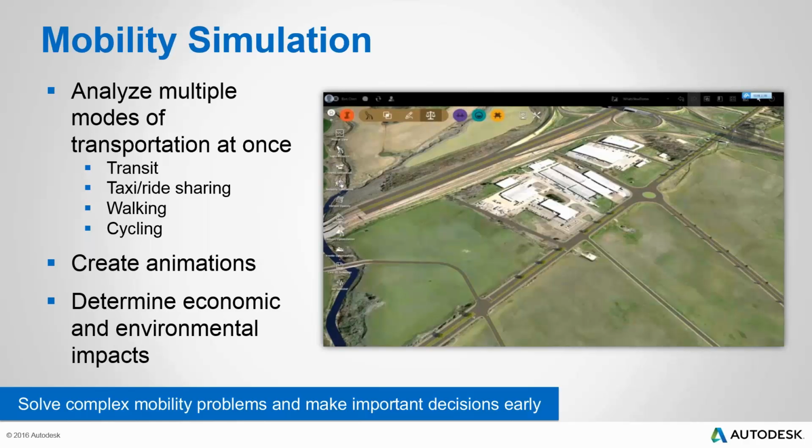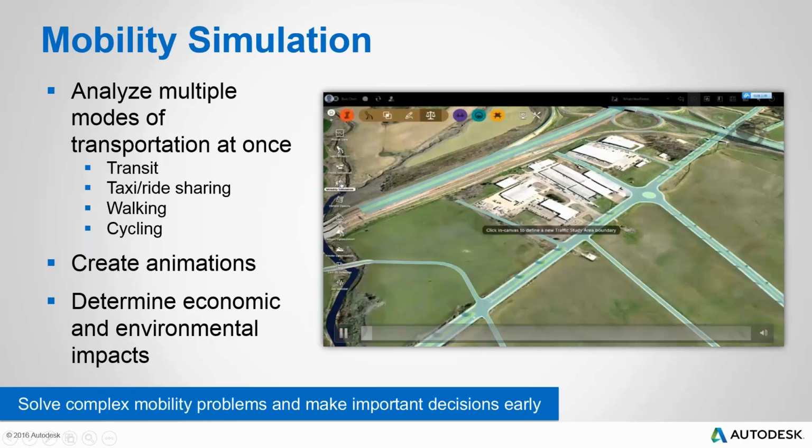But the key here is you can really look at economic and environmental impact. So putting a train station in a particular location, what is the impact on the community? What is the impact on people getting from one location to another? So if I take, we'll just run this video here.